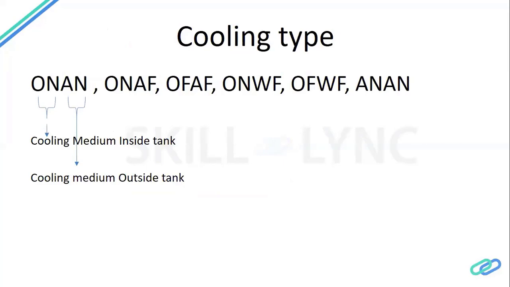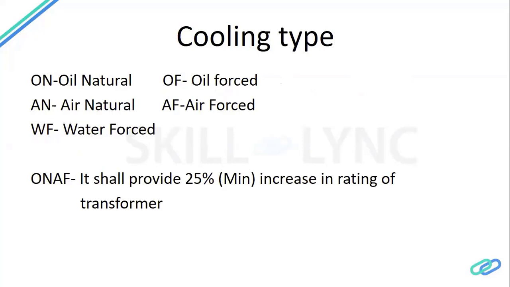Now we will see the cooling type. I'm sure you have seen this nomenclature before also. What are the first two letters? Like ONAN, the first two letters are the cooling medium inside the tank. ON means oil natural. The tank has a winding and an oil for cooling the winding. And the next two letters, like AN, are the cooling medium outside the tank. AN means air natural. So outside air will cool the transformer body, and then it cools the oil and then the winding. So this is the full form of the nomenclature.